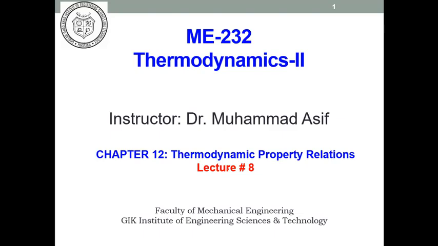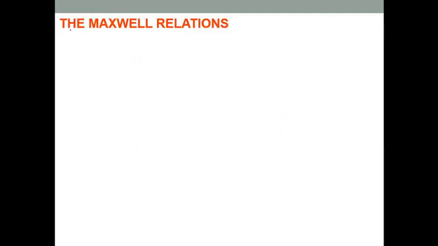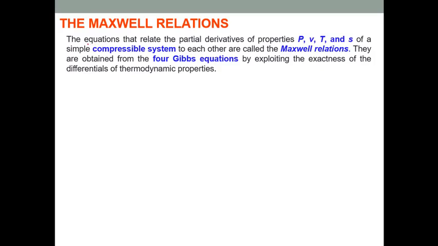Now, in this class, we are going to discuss another very important topic, Maxwell relations. So what are basically Maxwell relations? Maxwell relations are mathematical equations that relate partial derivatives of the properties pressure, volume, temperature, and entropy of a simple compressible system to each other. So they are called the Maxwell relations. We can obtain Maxwell relations from the four Gibbs equations by exploiting the exactness of the differentials of thermodynamic properties.